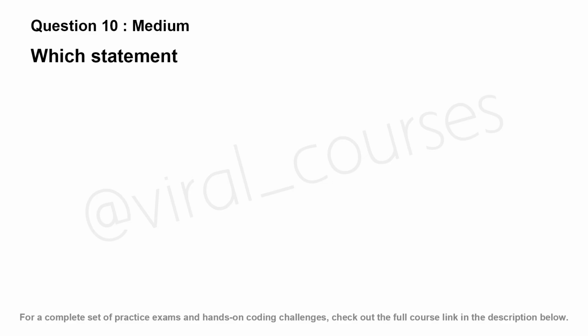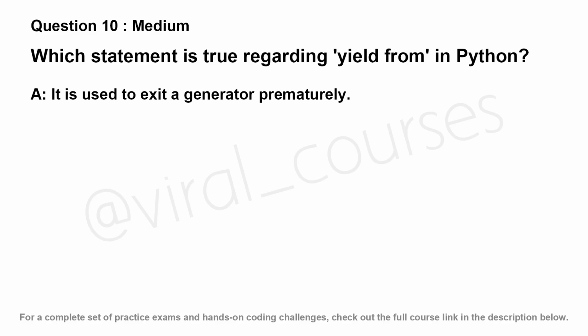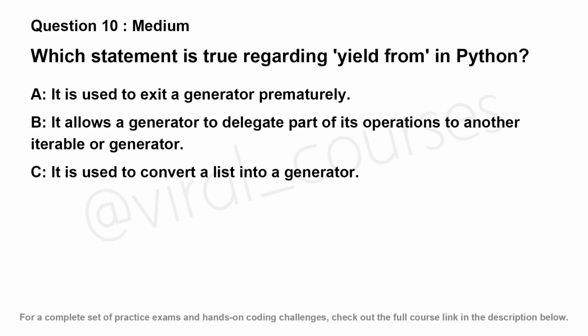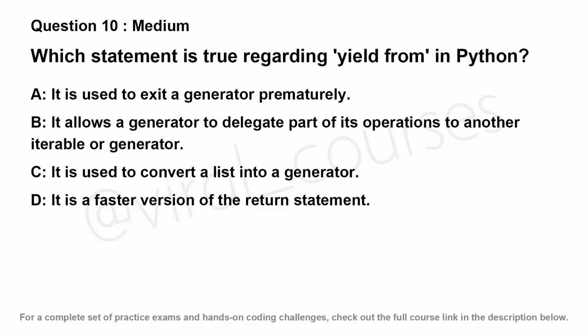Which statement is true regarding yield from in Python? Option A, it is used to exit a generator prematurely. Option B, it allows a generator to delegate part of its operations to another iterable or generator. Option C, it is used to convert a list into a generator. Option D, it is a faster version of the return statement.